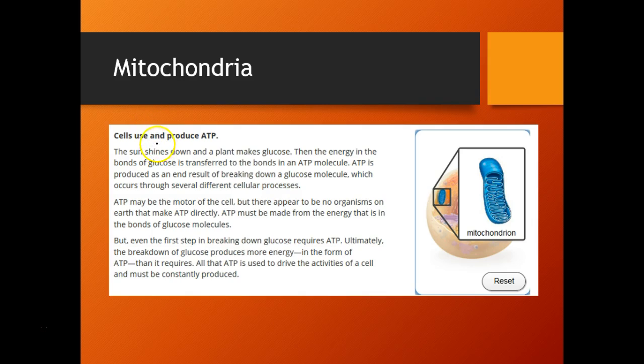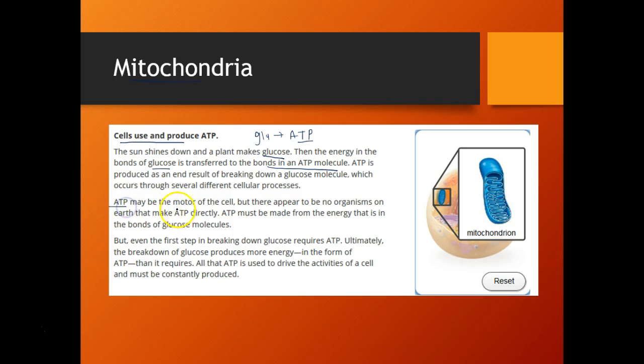So where does ATP production occur? It occurs in the mitochondria. So cells use and produce ATP. And how exactly and where exactly does that happen? The sun shines down and a plant makes glucose. Then the energy in the bonds of glucose is transferred to the bonds of an ATP molecule. So again, remember we have a transfer in energy from glucose to ATP, and that's called cellular respiration. So ATP is produced as an end result of breaking down the glucose molecule, which occurs in cellular respiration.